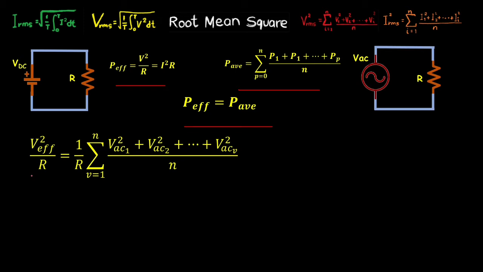Let's start with the voltage and the load, and here you will see that the resistor will be cancelled from the equation. Now we will have our effective voltage by taking the root of the right side of the equation.